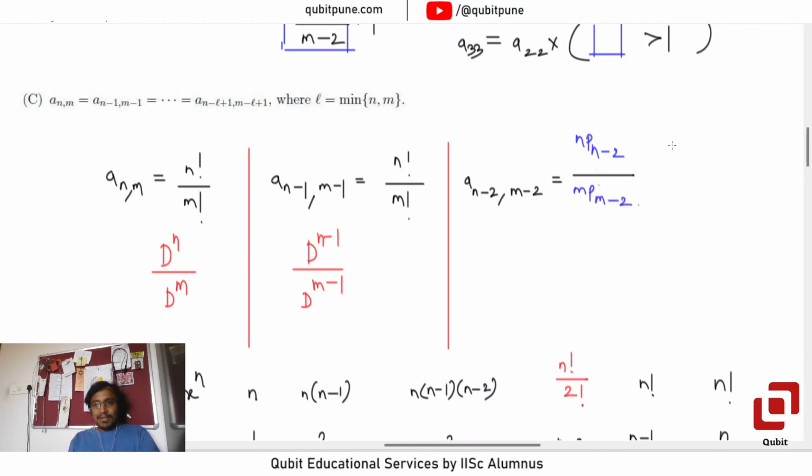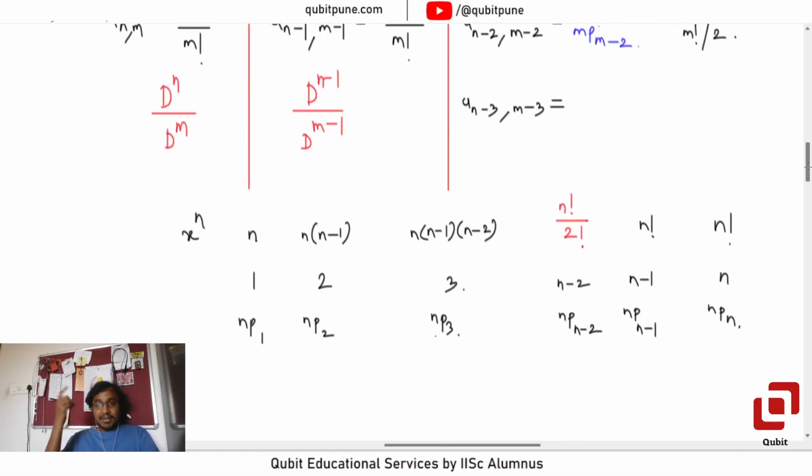Now we have just seen that this is n factorial upon 2, and this is m factorial upon 2. Which one? The denominator, mP(m minus 2). So that is also n factorial upon m factorial. Now let's extend it backwards, to (n minus 3, m minus 3). Now there, how many times are we differentiating the function? n minus 3 times. So effectively it would be n factorial upon 3 factorial, and that is actually nP(n minus 3).